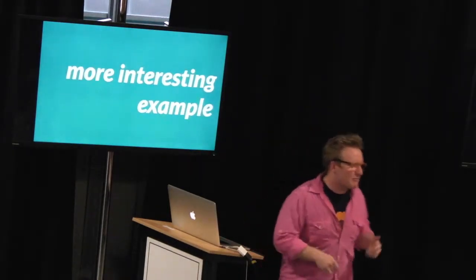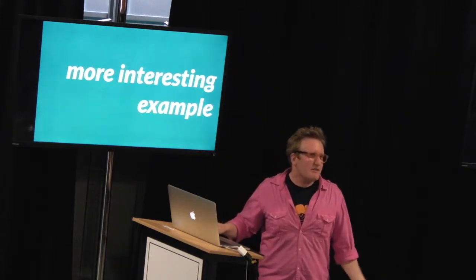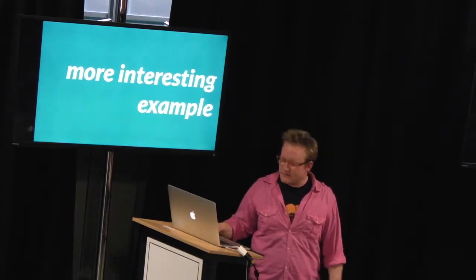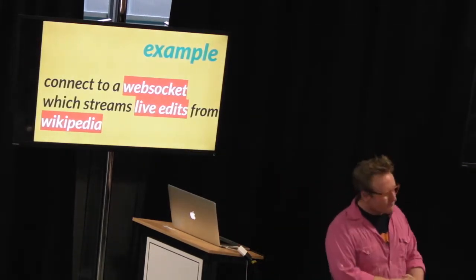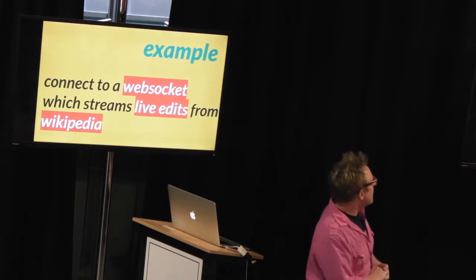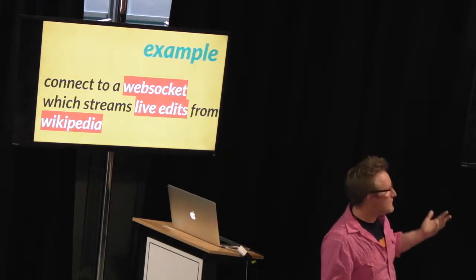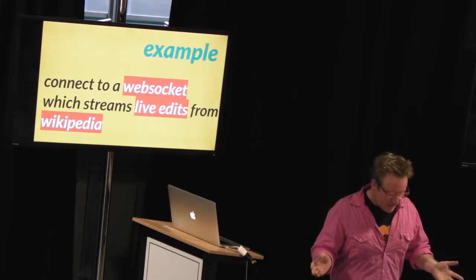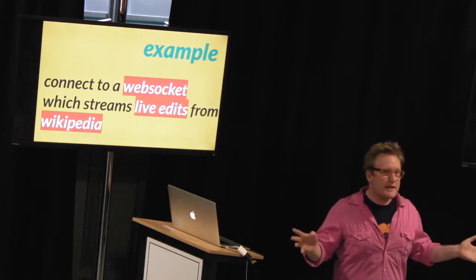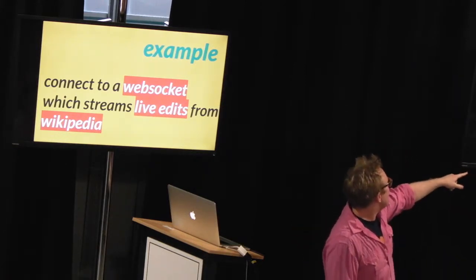So a more interesting example, because I don't find that very interesting. It's a bit tedious. It's the first example anybody who ever does Reactive Cocoa has to do, so I thought we should do it. But a more interesting example: I want to connect to a WebSocket, so I built a Node thing that gives you a WebSocket, and it spits out, when on my WebSocket, it will tell you somebody's just updated Wikipedia. Here's what they've done. So that's what it's doing, streaming out these live edits from Wikipedia.